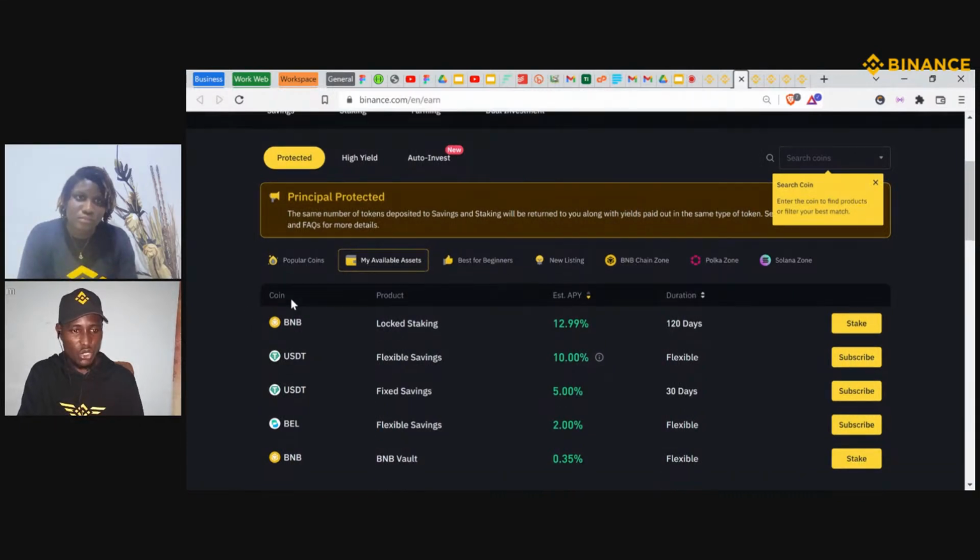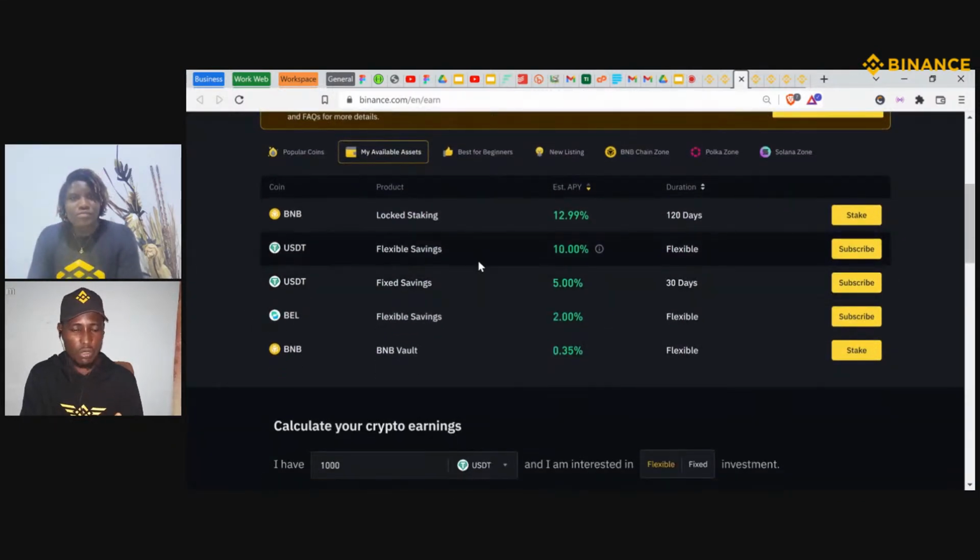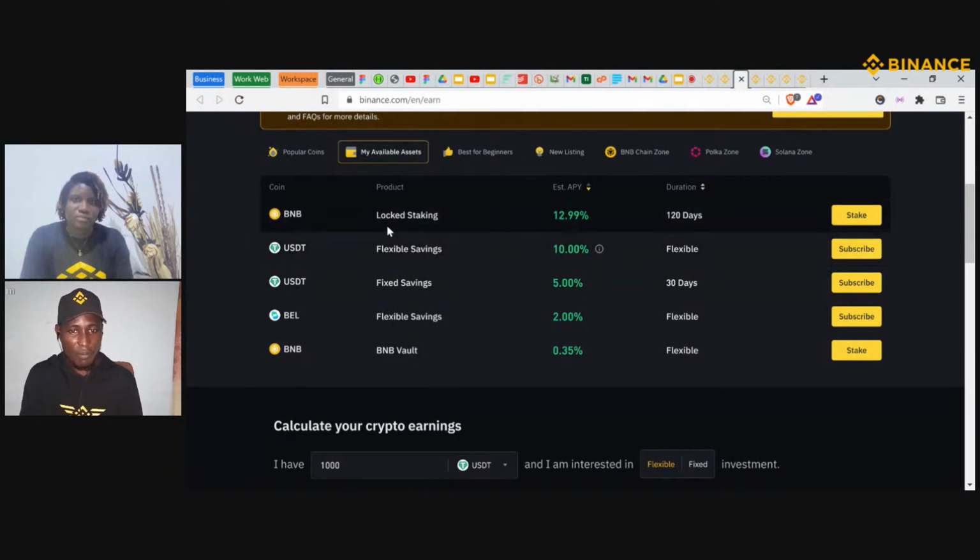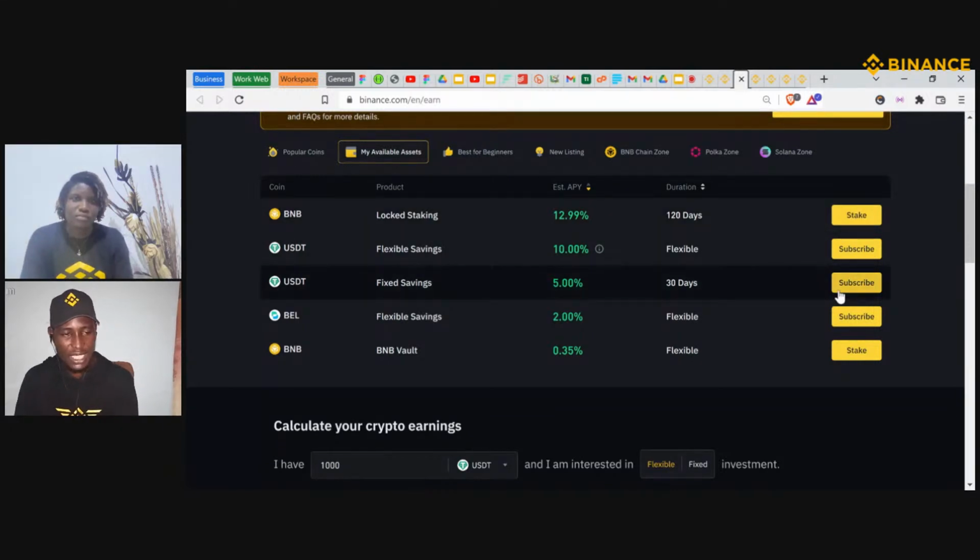products looks like. So here now, you can easily subscribe to any product here. We have the BNB lock staking, where when you tap on this stake button, you stake your BNB and it's transferred from your spot wallet into your Binance Earn wallet. It is very, very important, as I mentioned before, that before you can earn on Binance Earn, your assets must actually be moved from your spot wallet into your Earn wallet.